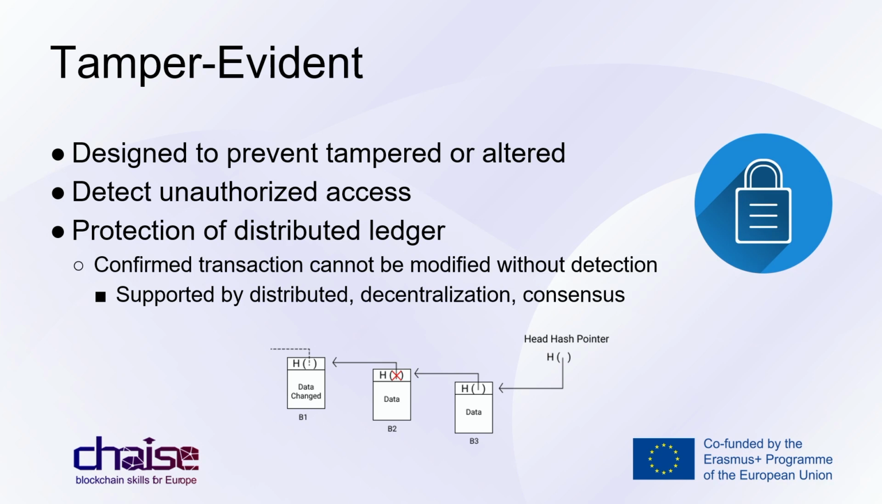Tamper evident, also known as tamper proof. Blockchain is designed in a way to prevent data, or in our case the transactions, from tampering or alteration. For example, the system will detect and discard unauthorized changes if any data tampering happens during the consensus stage. So, such characteristics of blockchain create protection of the distributed ledger against malicious activities, malicious attackers.